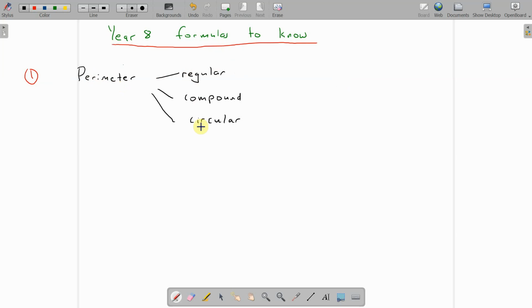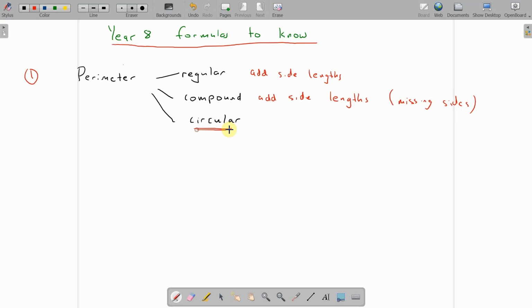Basically, there are three parts to this topic with perimeter. With the regular shape, the first part, all you're doing is adding up the side lengths. Same with this one too, although often questions will have missing sides that you've got to work out how long they are.